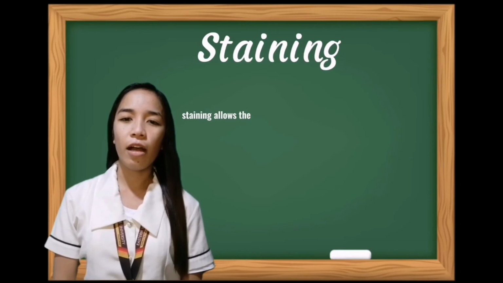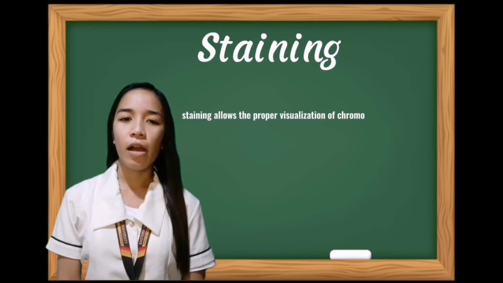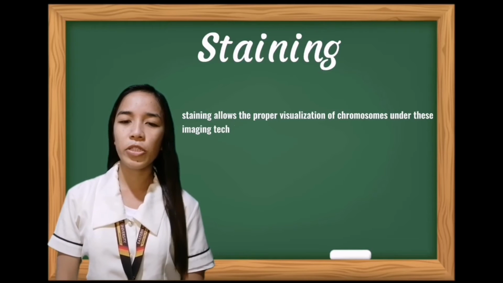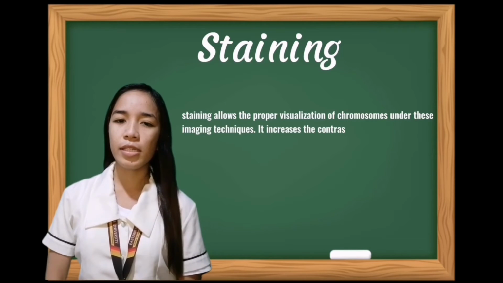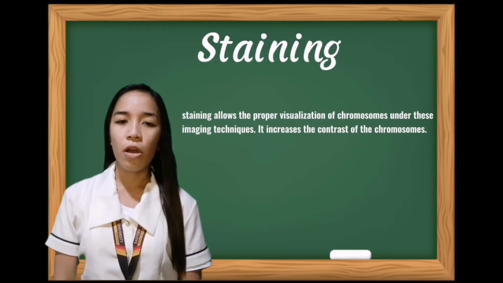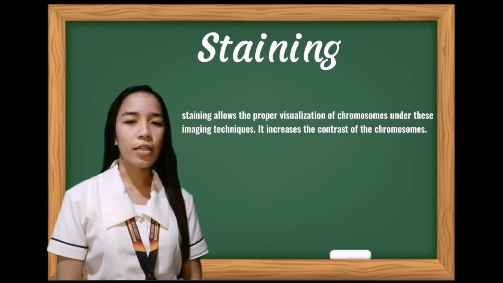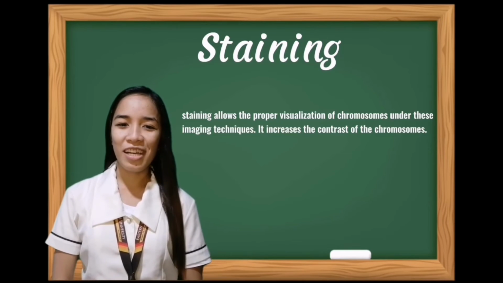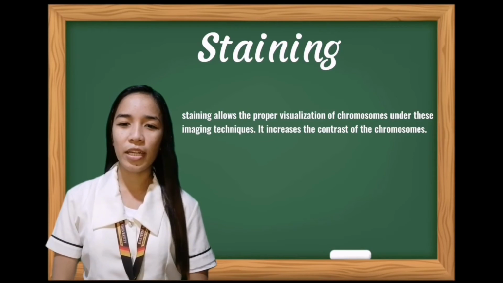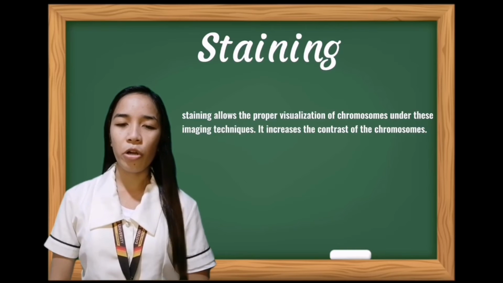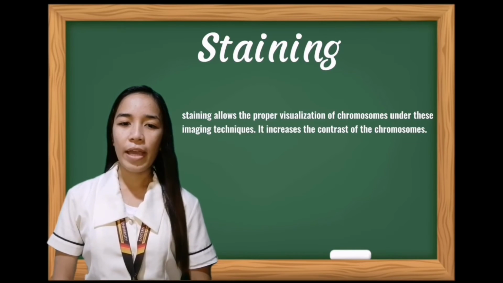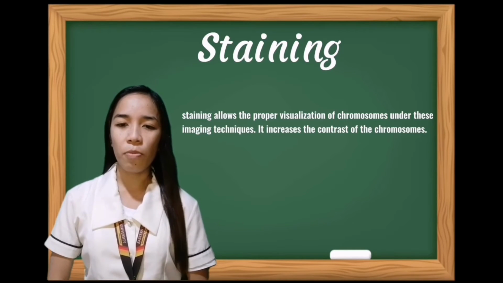Staining. Staining allows the proper visualization of chromosomes under these imaging techniques. It increases the contrast of the chromosomes. Moreover, staining can lead to banding, which is a consequence of differential staining along the length of the chromosome. Banding provides more information about the chromosomes.